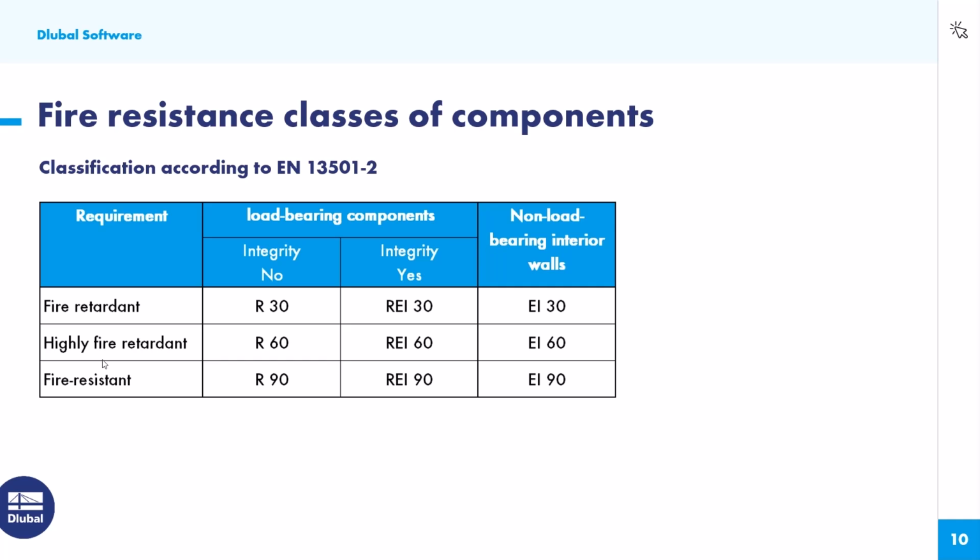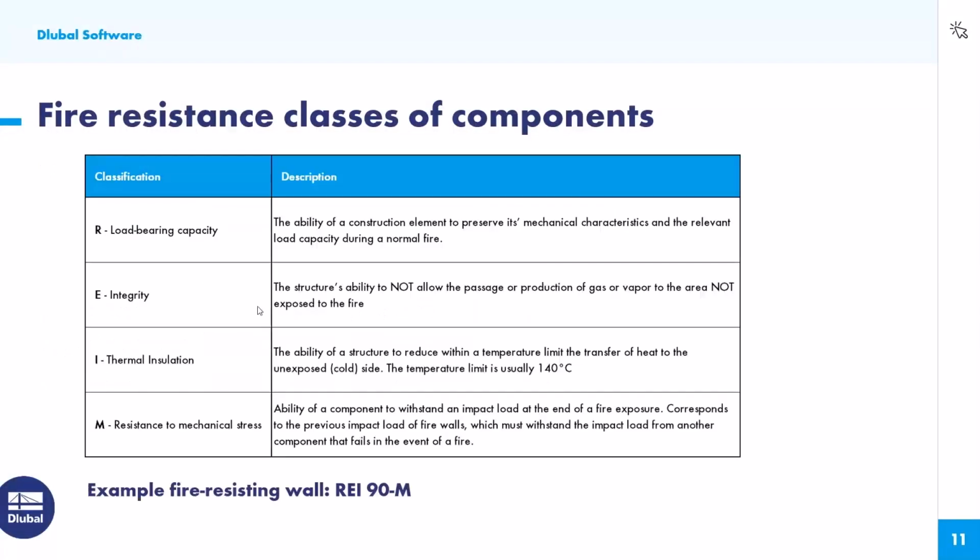Okay, fire retardant, highly fire retardant, fire resistant. I guess that's clear to everyone. We talk about R30, R60, or R90, or R120, and so on. The indexes here are described on the next slides. I don't want to spend much time here. Please check the video afterwards and pause it. You will be able to read it in detail. What we're talking about today, we're focusing only on the load-bearing capacity.